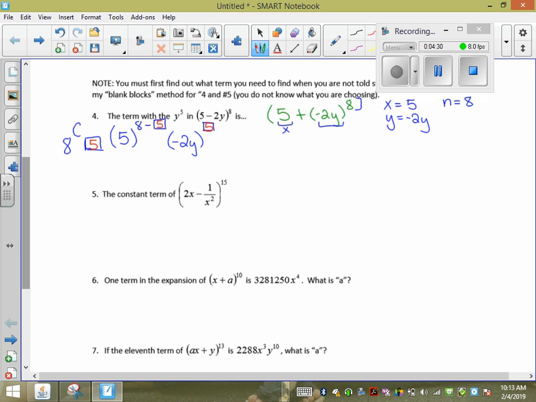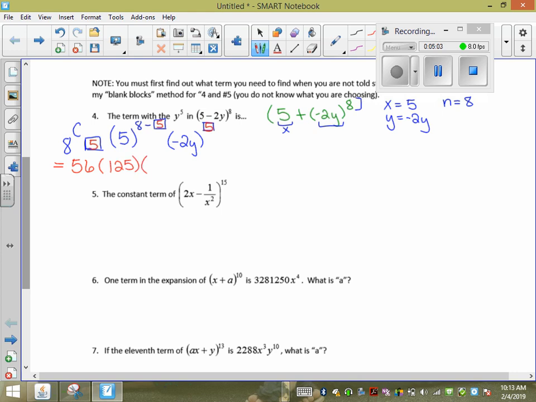So what's 8C5? Anyone get that? Yay, nay? 56. And then we have 5 to the what? What's the exponent going to be? 8 minus 5, which is a 3. 5 to the 3 is 125.